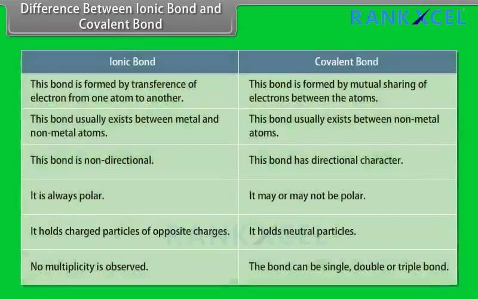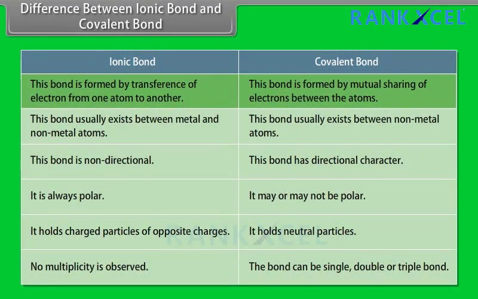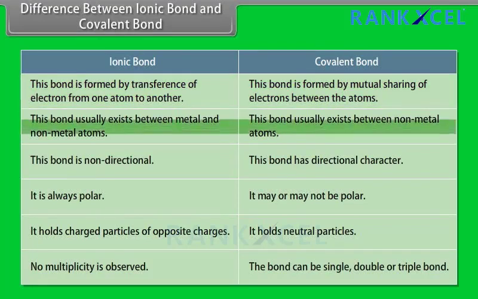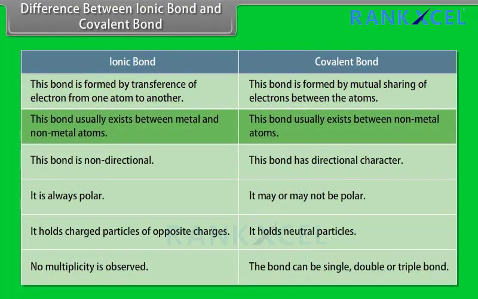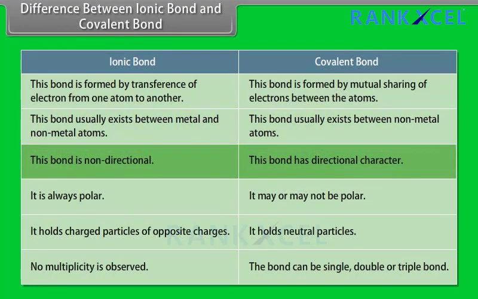Differences between ionic bond and covalent bond. Ionic bond is formed by transference of electron from one atom to another, whereas covalent bond is formed by mutual sharing of electrons between the atoms. Ionic bond usually exists between metal and non-metal atoms, whereas covalent bond usually exists between non-metal atoms. Ionic bond is non-directional, whereas covalent bond has directional character.